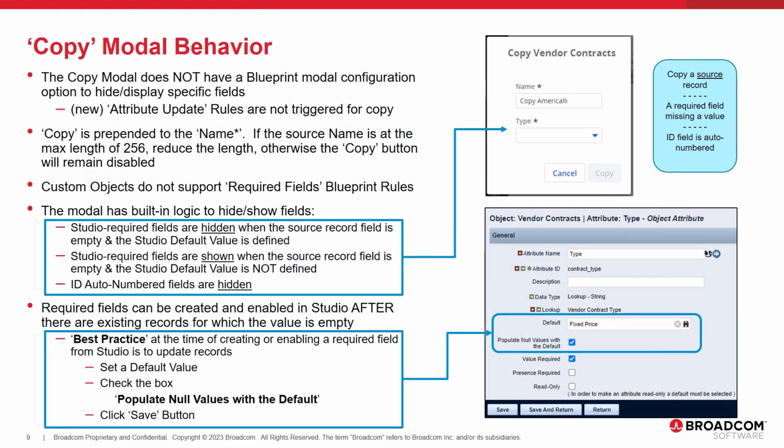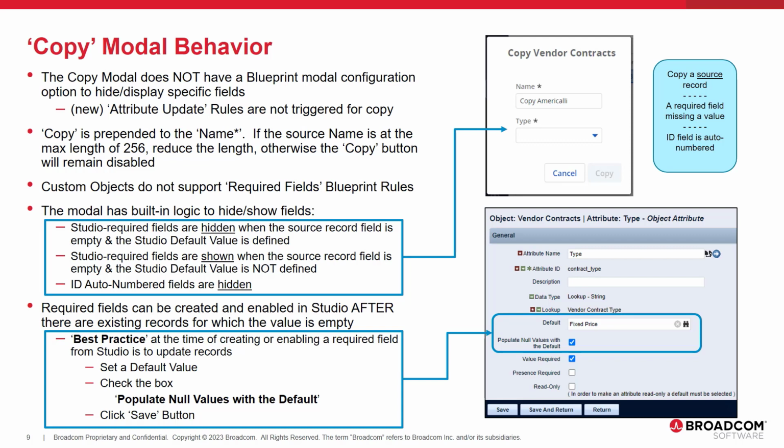So what happens with the copy modal behavior? What drives the fields that show up on this modal when the user tries to do a copy? Well, first of all, custom objects do not have the ability to create a modal configuration page to add and show selected fields. It also does not have or support the quote-unquote soft required fields from blueprint rules. So the user won't be able to control what shows on this modal.